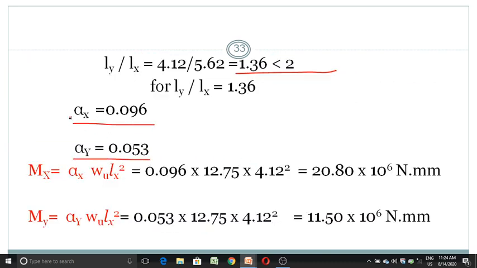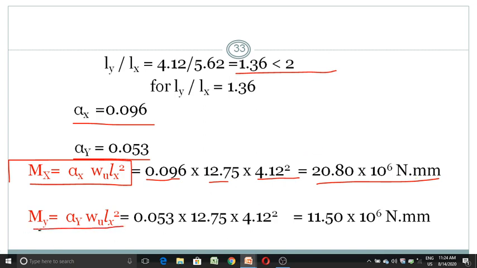After interpolation you can calculate alpha x equal to 0.096 and alpha y equal to 0.053, and we can calculate Mx by using this formula, that is alpha x w Lx square. If you substitute the values, alpha x is 0.096 and w is 12.75, and the effective span length along the x direction, the shorter direction, is 4.12. Finally we will get Mx equal to 20.80 into 10 power 6 Newton into mm.